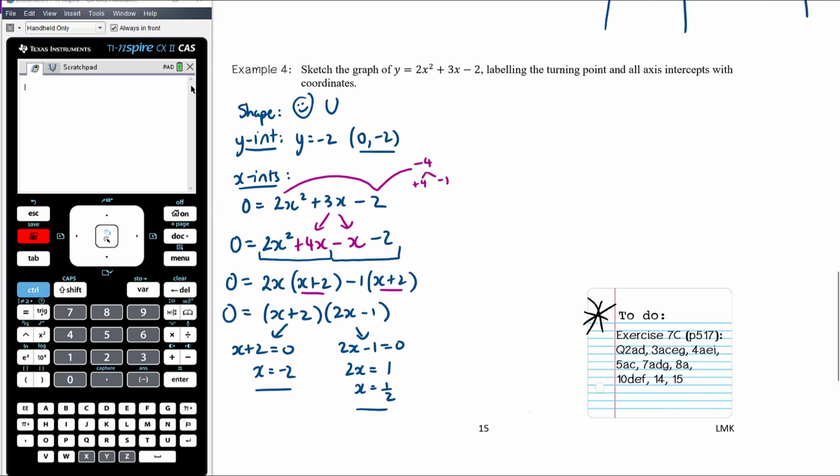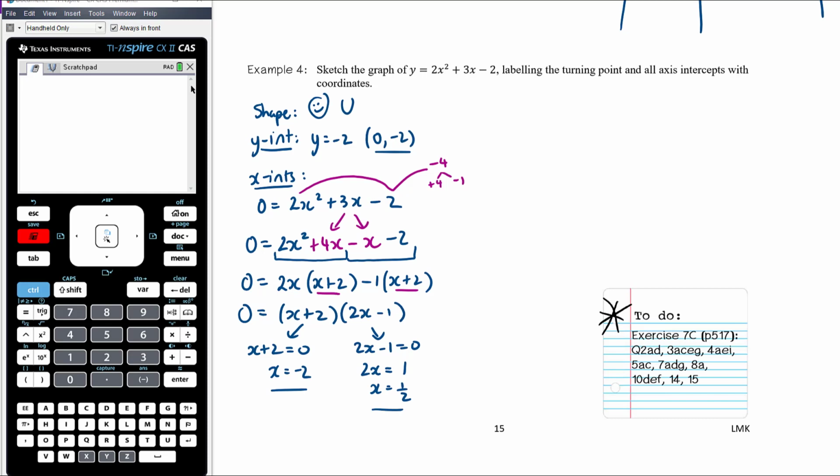Alright, so we then need our turning point. Yes, we definitely don't have enough room here. My apologies. Hopefully you're able to write small or find a blank space somewhere to add your graph in.